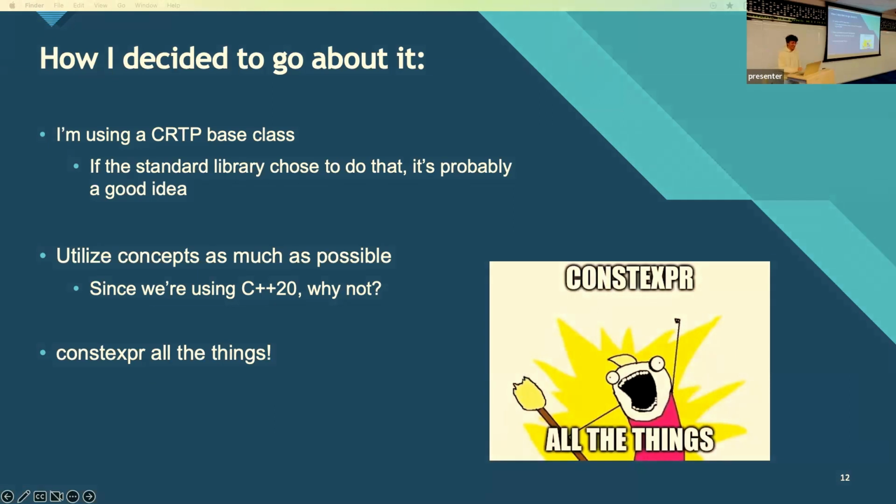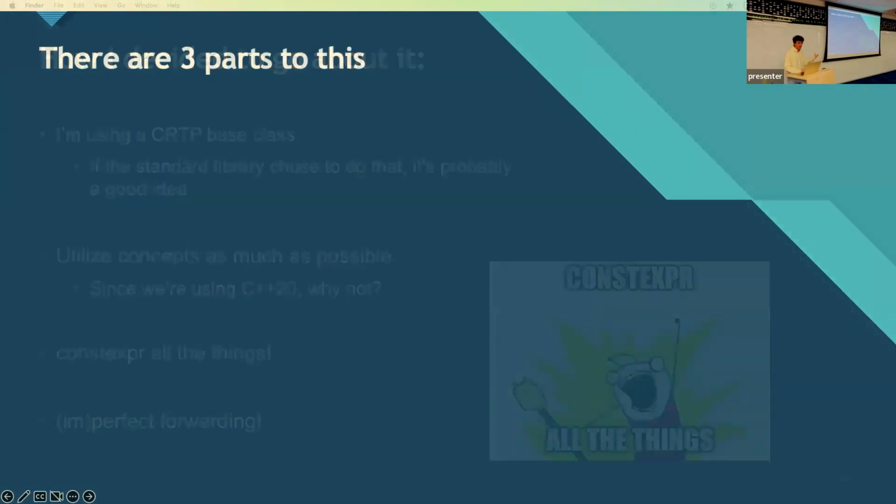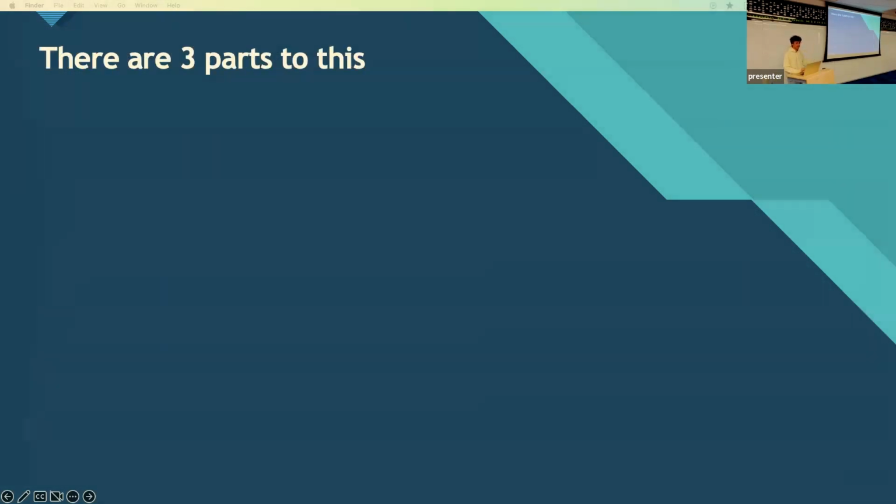There you go. All right. And then I will attempt perfect forwarding, hence the imperfect forwarding. I don't think it's good, but we're gonna look at that in a bit. So there's 3 parts to this implementation. First of all, the CRTP base class, which we're gonna call Piper. I'm gonna call it that, instead of range adapter closure.